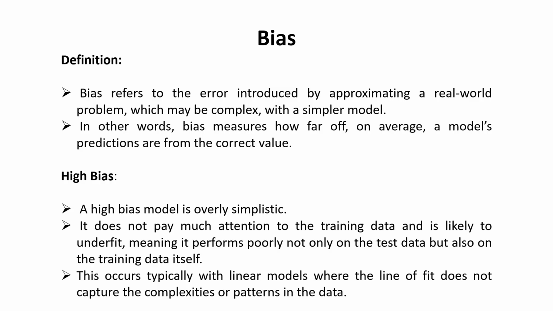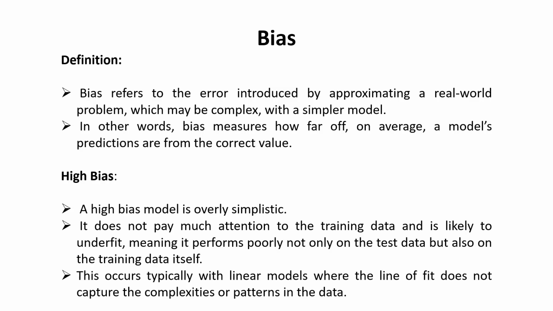The definition of bias refers to the error which has been introduced by approximating a real-world problem, which may be complex, with a simpler model. As we take any simple model, the bias which has been introduced by that model will be high. In other words, the bias is a measure of how far away, on average, a model's predictions are from the correct value.